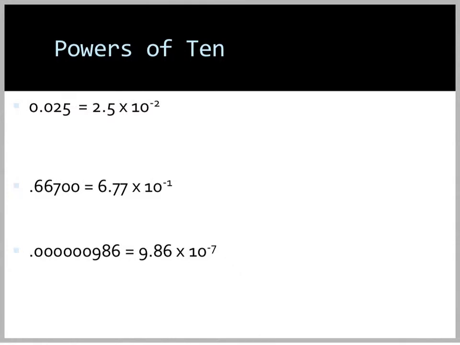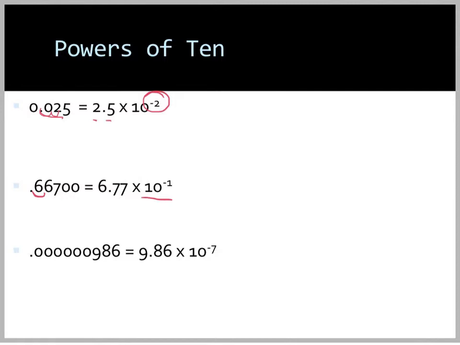We can go the other way. 0.025. In this case, I'm moving the decimal the other way. 1, 2 positions. So it's going to be 2.5 times 10 to the minus 2. The minus means I'm moving the decimal in that direction. Or 0.667 is going to be 6.67 times 10 to the minus 1. I'm moving the decimal point only over 1.